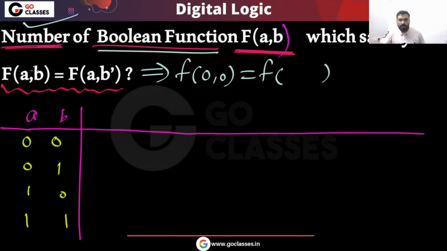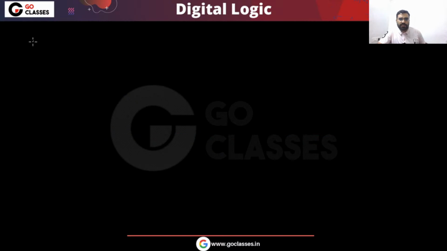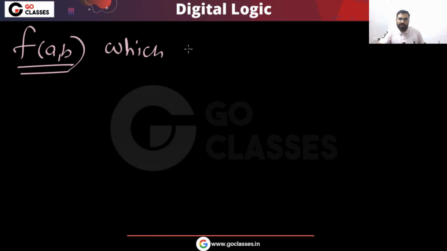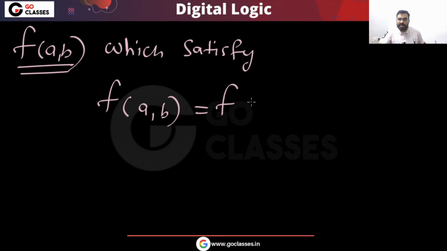That should be equal to what? Okay, this function is given. Basically, we have to count f(a, b). We have to count how many functions satisfy this property. What is the property? f(a, b) is the same as f(a, b bar).